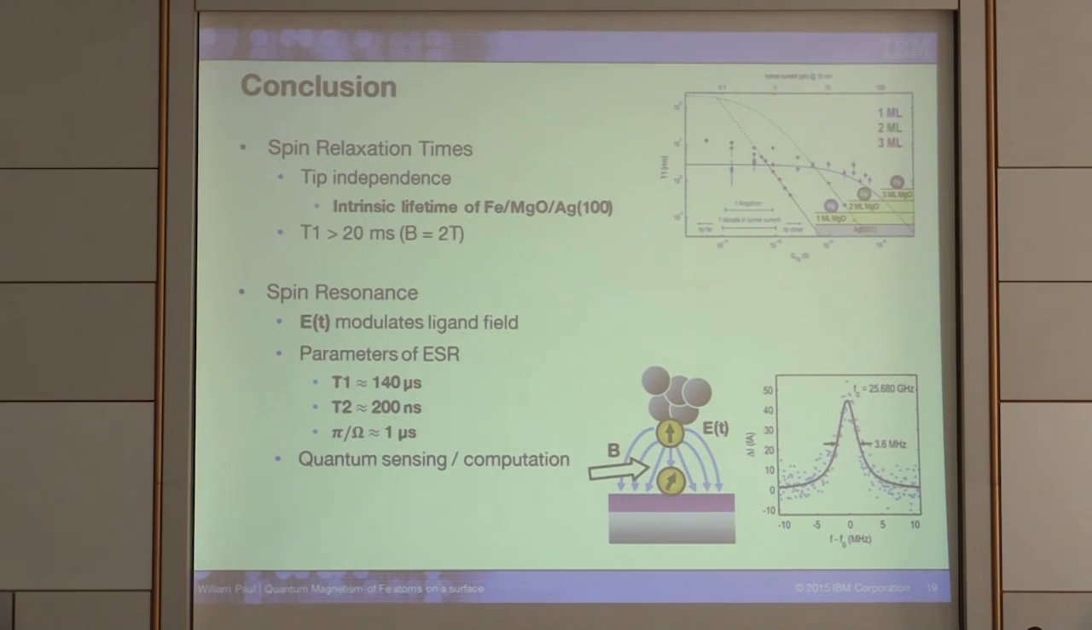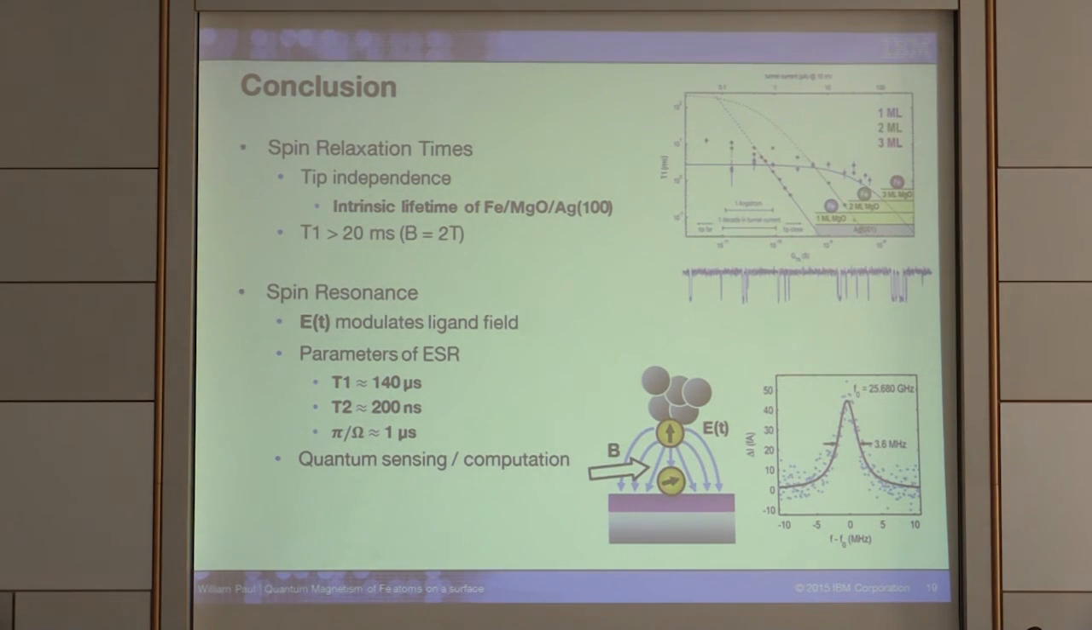Okay, so to conclude, we've discussed the spin relaxation times that are intrinsic to the iron atom on the surface, where we've gone back in tip sample impedance well enough to see a plateau value. And we see that there's some limit beyond just electronic coupling to the substrate. And the T1s are very long, and they're long enough for you to see in real time on an oscilloscope.